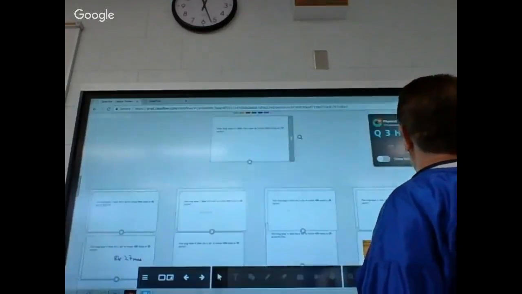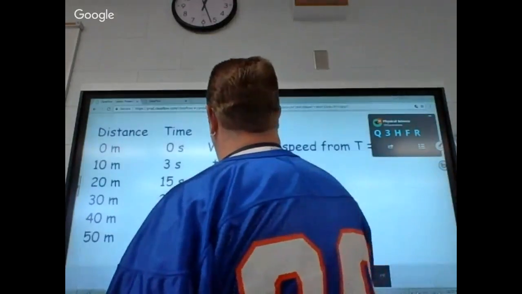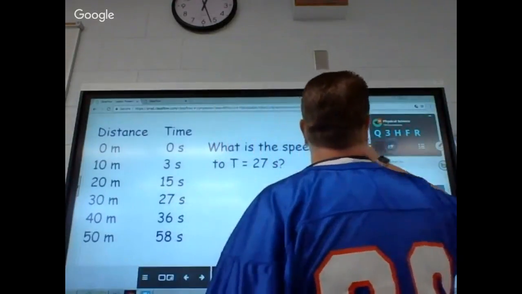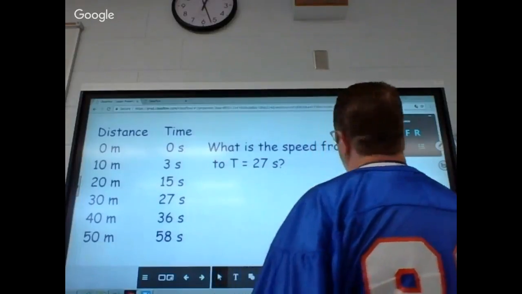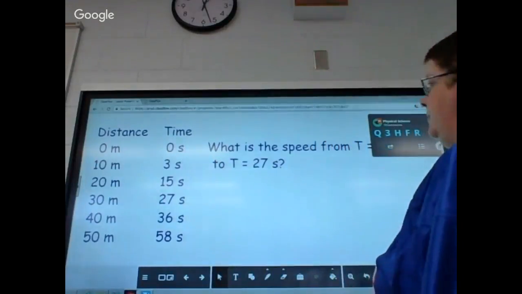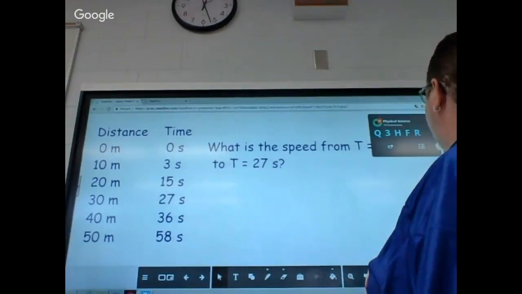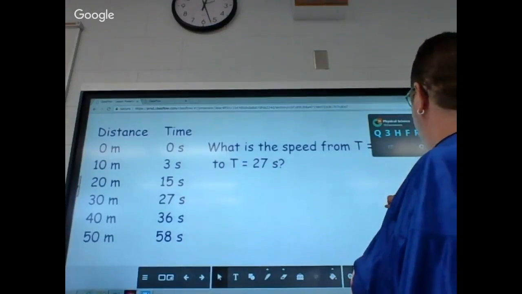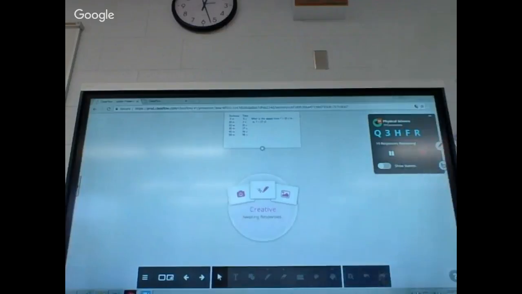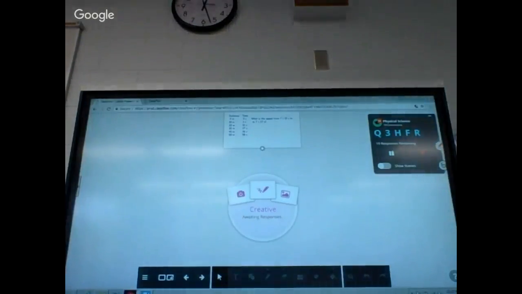All right, so let's get rid of that. Let's try another one. All right. Did you get a card? Did you get one? All right. Find me the speed from t equals whatever to t equals whatever.